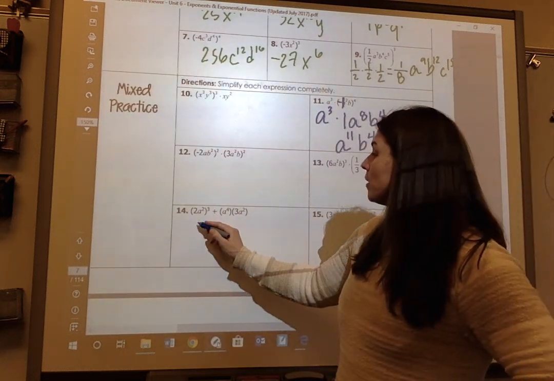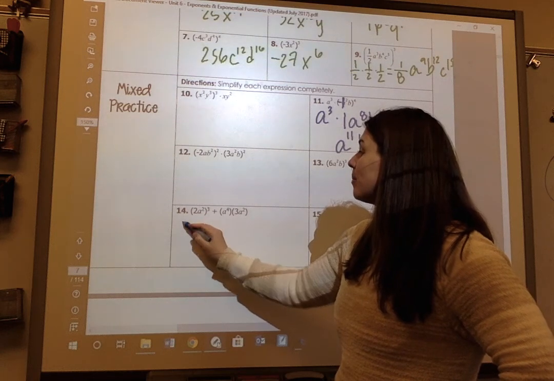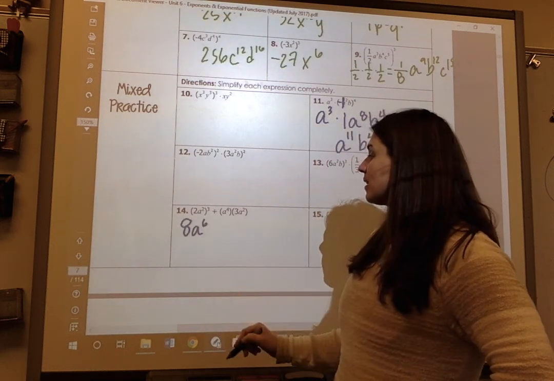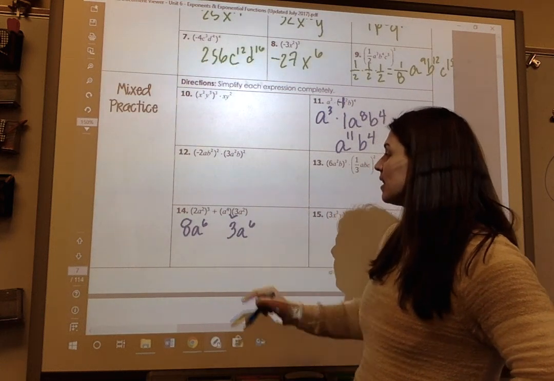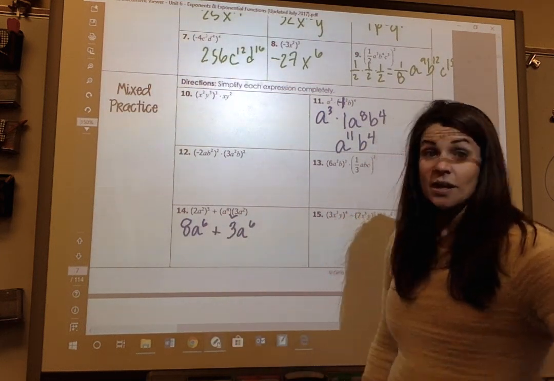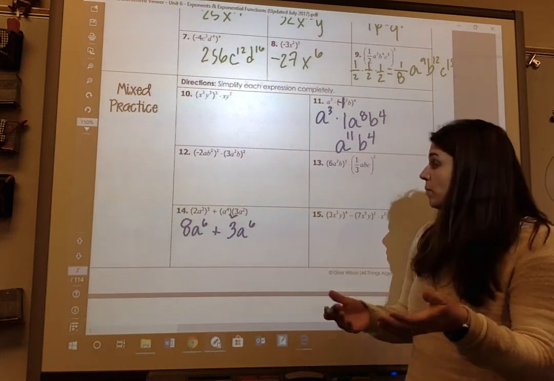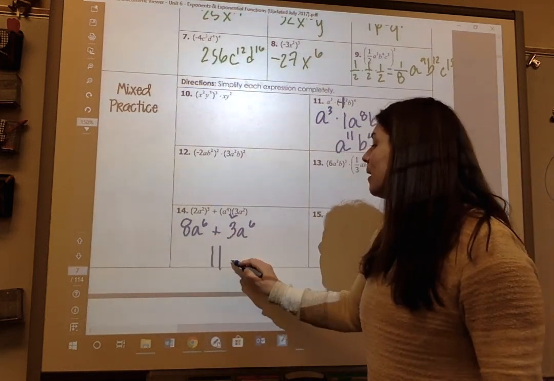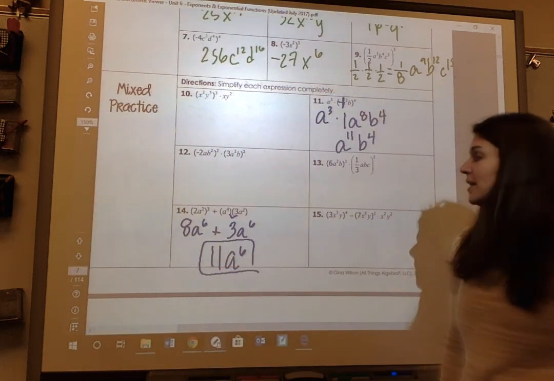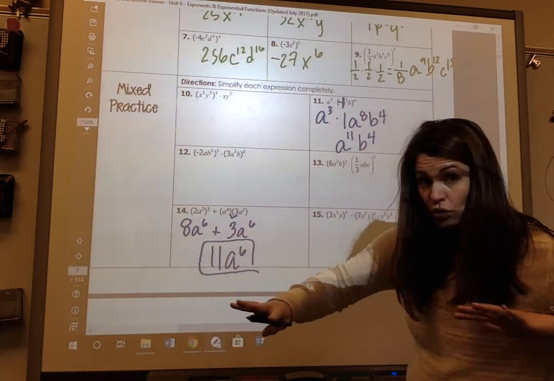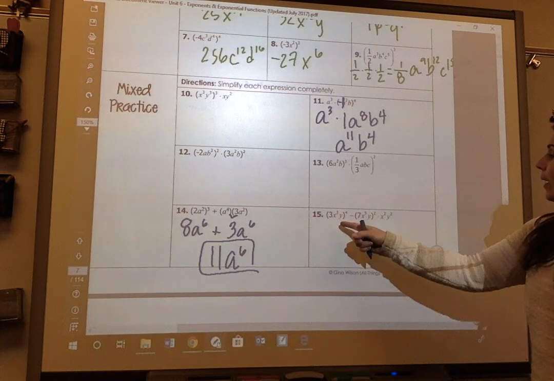So, 2 cubed is 8, a to the 6th. When I multiply these guys out, I get 3a to the 6th. And look, can I add those? Yeah, because they're the same like terms. So I get 11. My exponents do not change. 11a to the 6th. Combining like terms, don't change those exponents. All right, let's look over here.